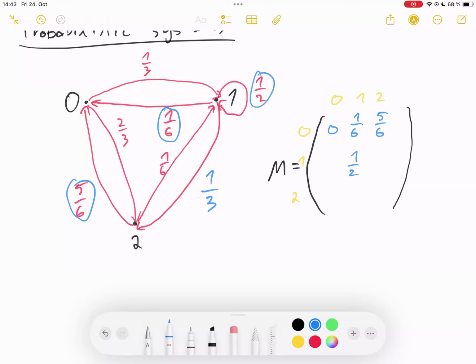Node 1 has an incoming probability from 0, which is 1/3, and this one here, and an incoming one from 2, which is 1/6. And I want you to send me the entries of the last row of this matrix, which would correspond to the graph. You can just send me the two entries in the chat and we'll compare them.